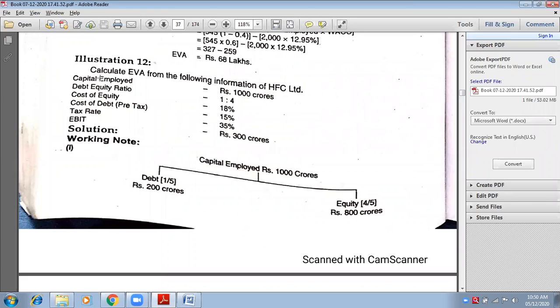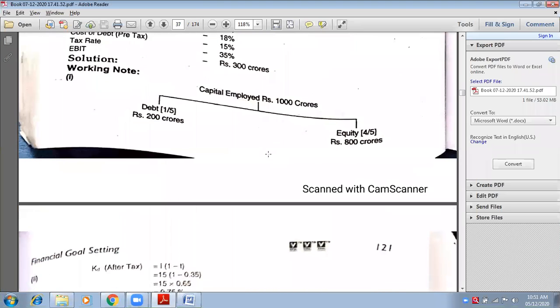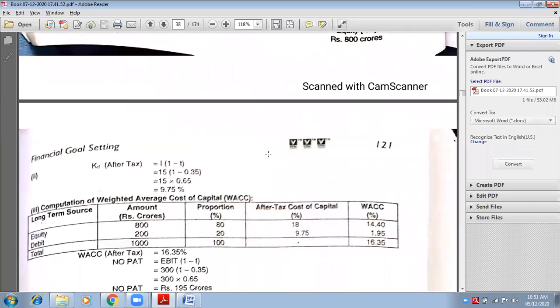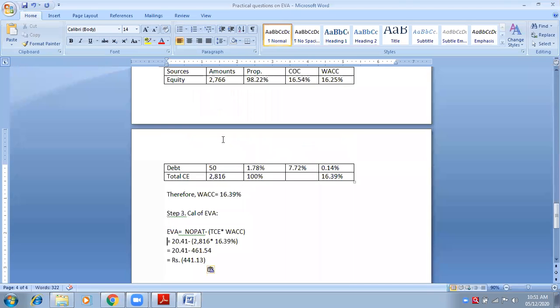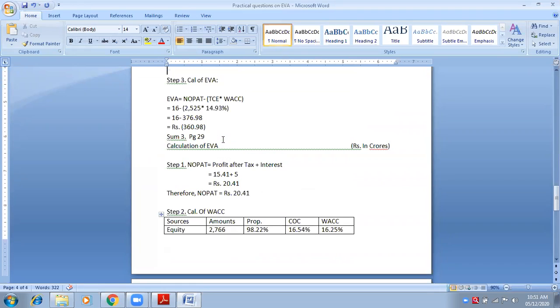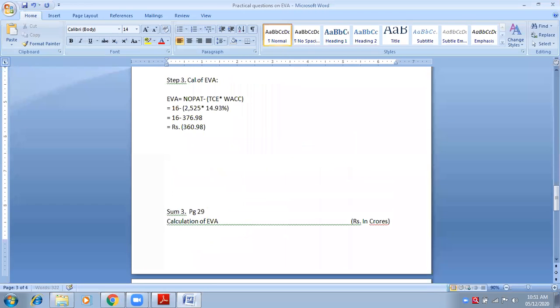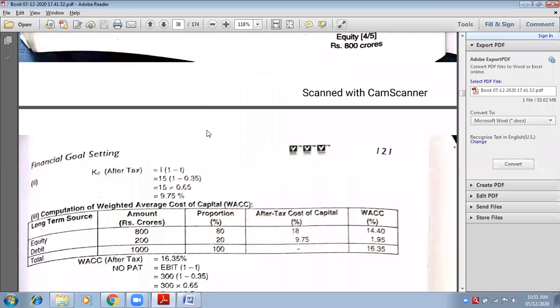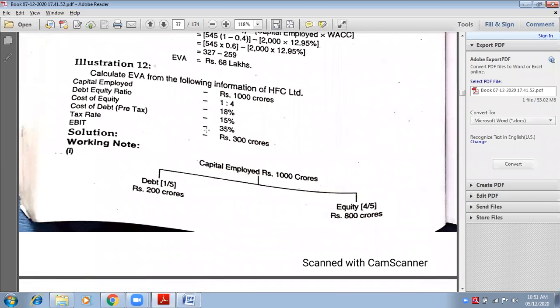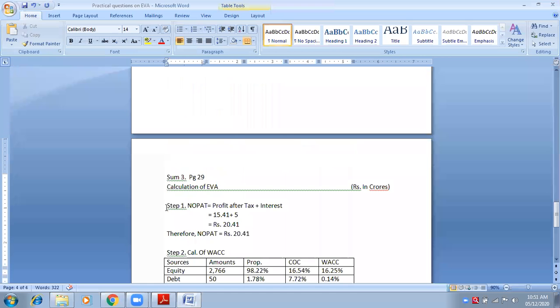Come on, let us draw the chart. Okay. So after making this chart, we have to shift to step number 1. Wait, just let me filter. Now this is sum number 12, page number 37. So this is sum number 12, page number 37.